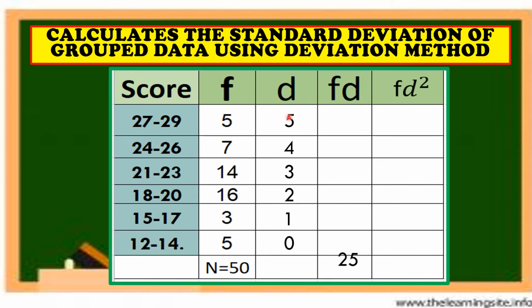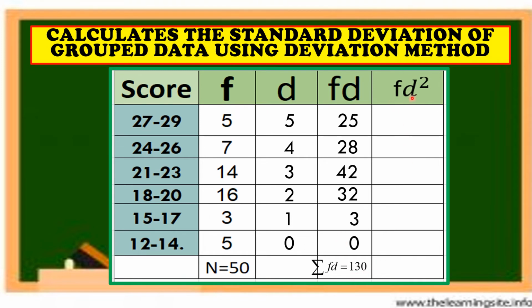F times D is FD. 5 times 5 is 25. 7 times 4 is 28. 14 times 3 is 42. 16 times 2 is 32. 3 times 1 is 3. 5 times 0 is 0. Now, we will find summation of FD. How do we find summation of FD? 25 plus 28 plus 42 plus 32 plus 3 plus 0. So, that is summation of FD. Summation of FD is 130.